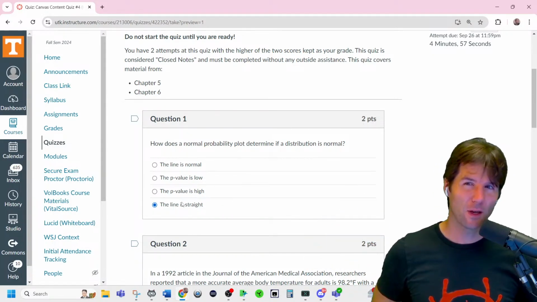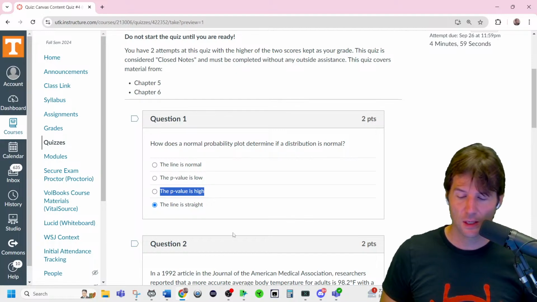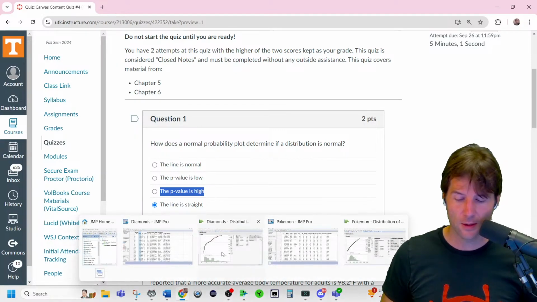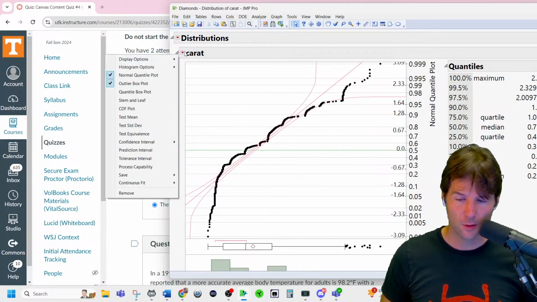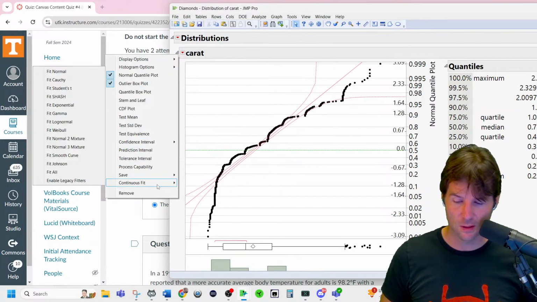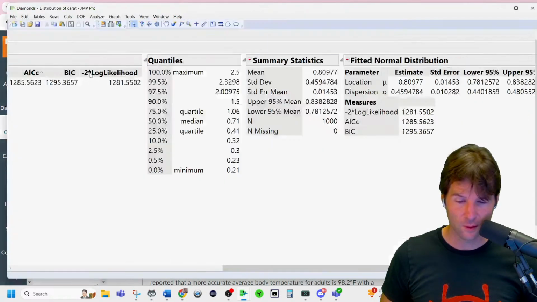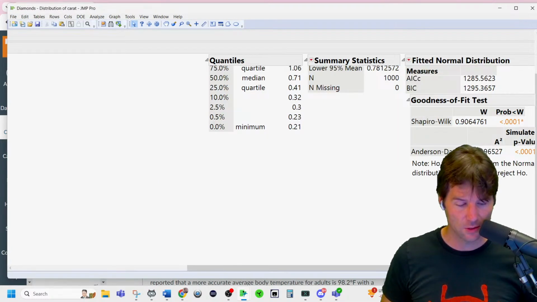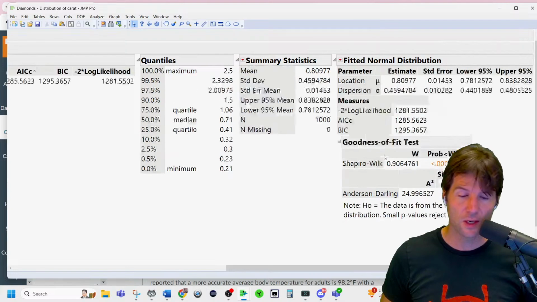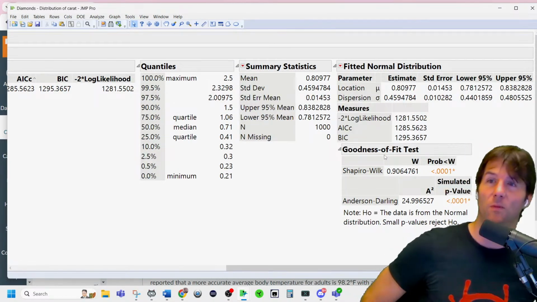A high p-value is for a goodness of fit test. So when you see the p-value being high right here, I don't know if either of these will come back normal, but we could run a goodness of fit test here by doing continuous fit, fit normal. This will have a p-value of 0.00001, and this is called the goodness of fit test, and you see the very, very low p-values, and this is for the data that was not normal.